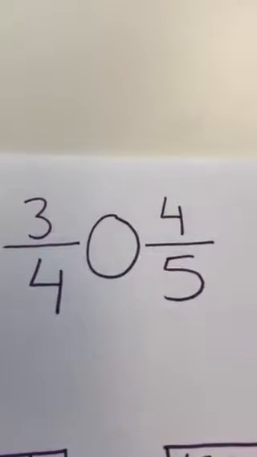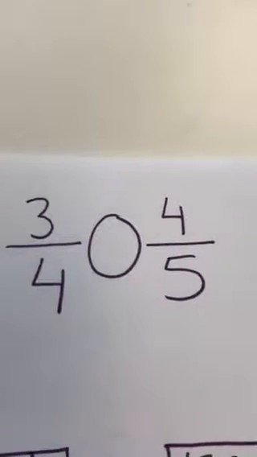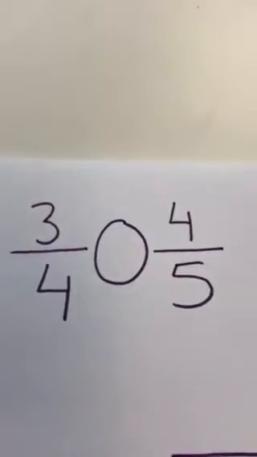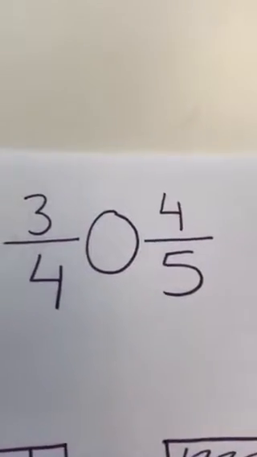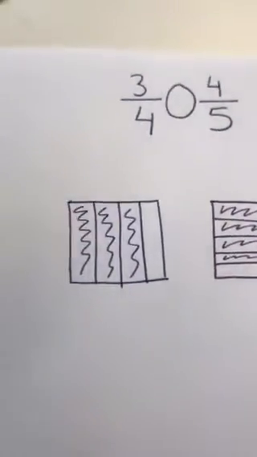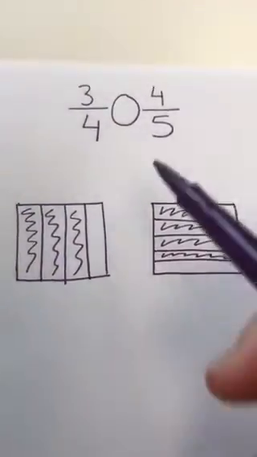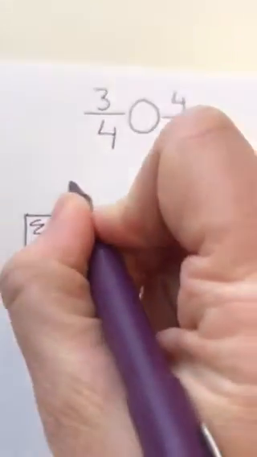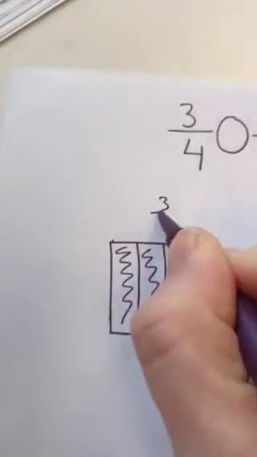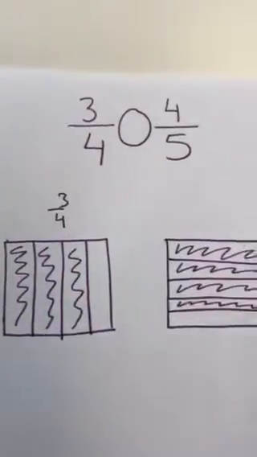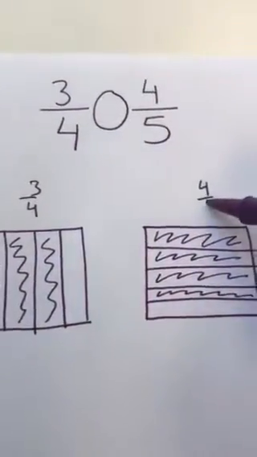So I'm not going to be able to convert just one fraction or rename one fraction. So we're going to look at how we rename both fractions. Your first step is to draw an area model, one to represent 3/4, which is right here, and one to represent 4/5, which is right here.